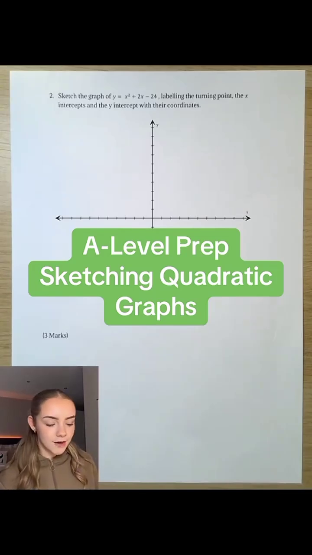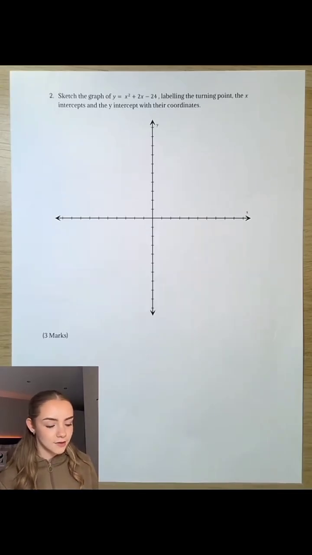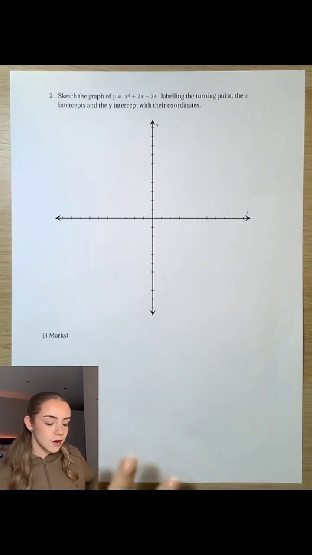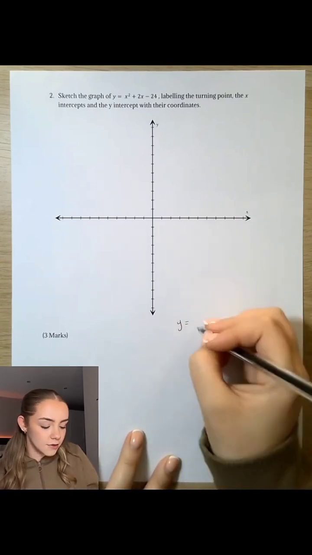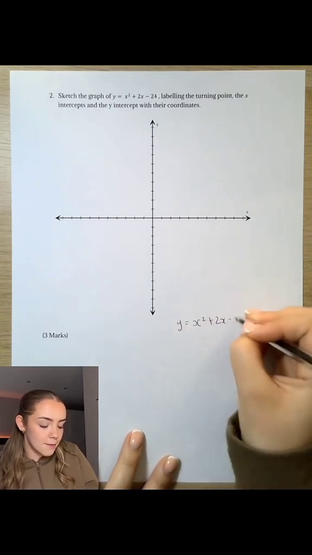So we want to sketch the graph of y equals x squared plus 2x minus 24, labelling the turning point, the x-intercept and the y-intercept with the coordinates. So I'm just going to start by rewriting the equation down here. So we've got y equals x squared plus 2x minus 24.